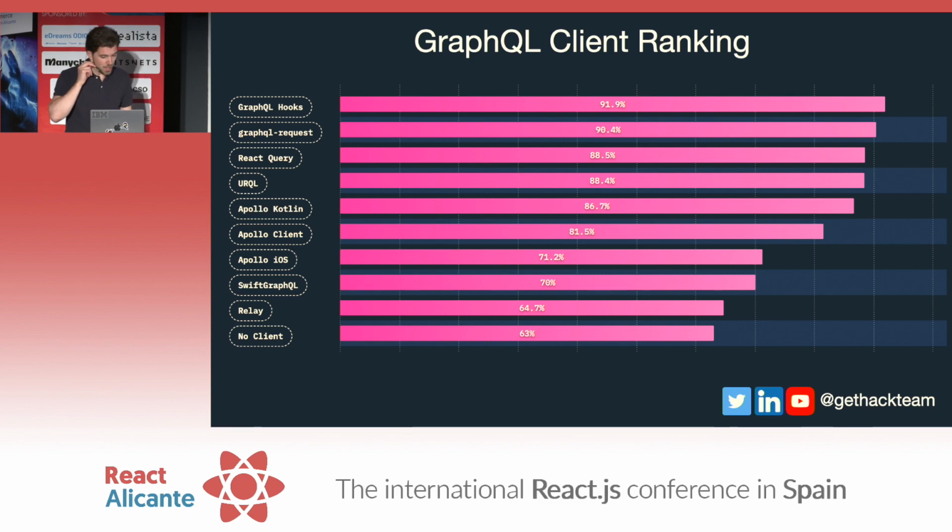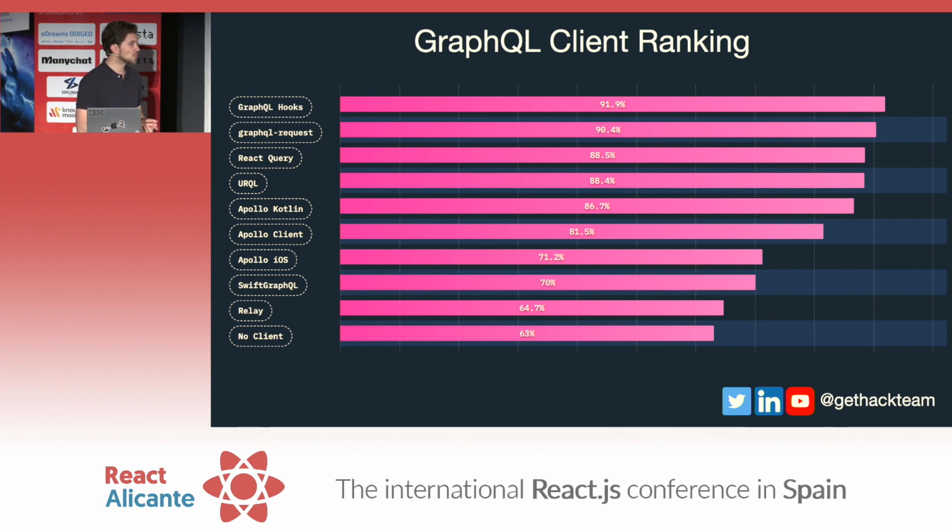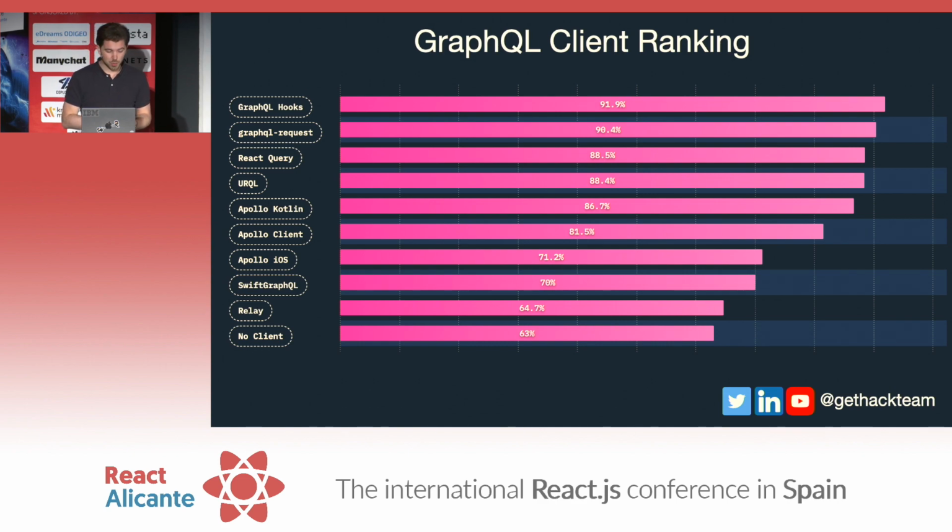So let's look at the client ranking. I think they're already sorted. What kind of surprised me is that the most popular one is actually GraphQL Hooks. And this is a GraphQL client that's very underrepresented in the talks or videos I see. So if you're using GraphQL Hooks, it would be good to maybe create some content around it, because people have been working on it, and apparently it's very popular, or they rigged the entire survey, which I hope they didn't.